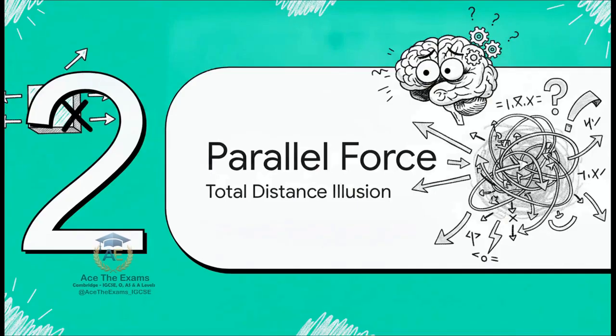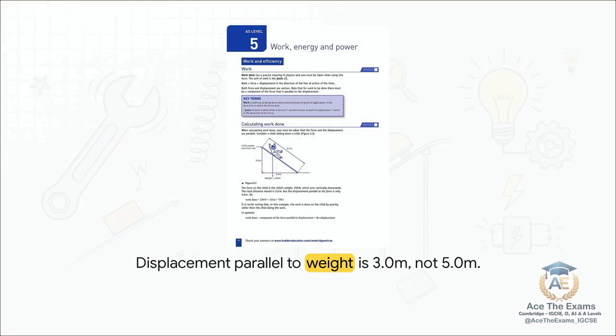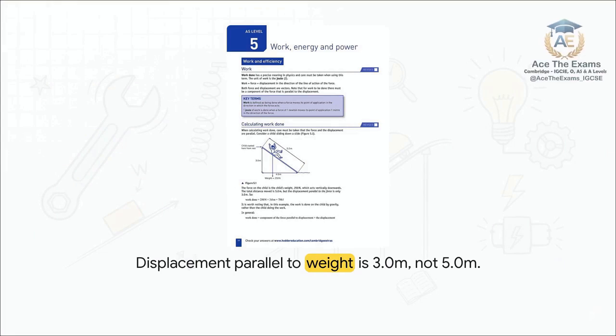Moving right along to Section 2, the parallel force trap. Let's explore exactly how examiners use this vector rule to trick you and why simply multiplying the biggest numbers on the page is a guaranteed fail. Okay, this image perfectly exposes the trap. Look at the child going down the slide. They move a total distance of 5.0 meters, right?